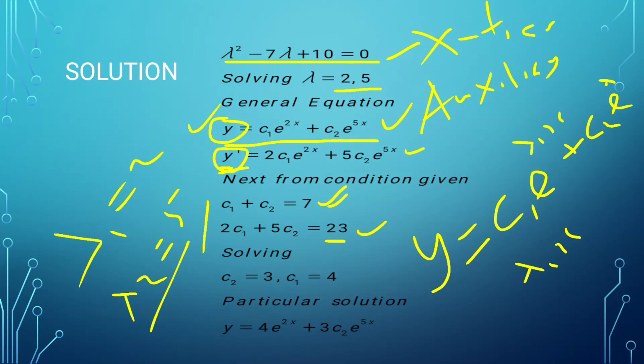Remember, I also covered a tutorial on how to solve simultaneous equations using different methods: elimination, substitution, and the matrix method. You can look at the video up there. You'll find that the first constant is 3 and the second constant is 4. So that you can now get the particular solution after substituting into the general equation.